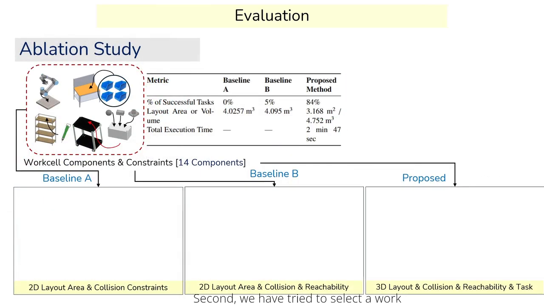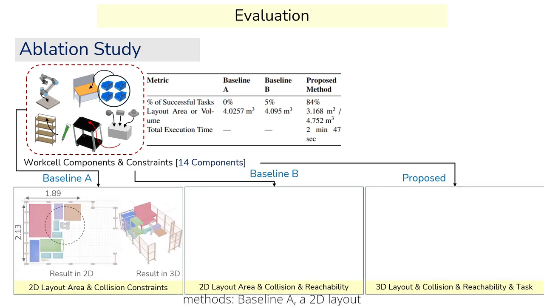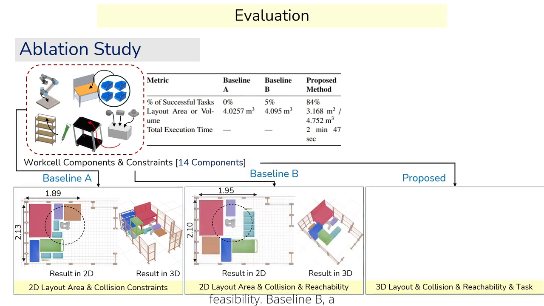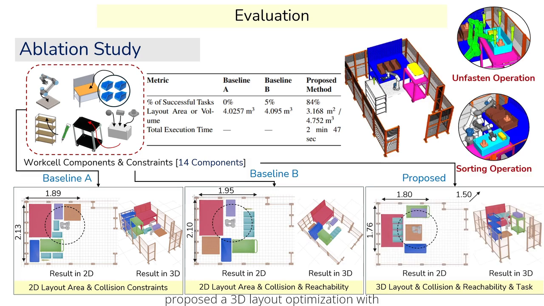Second, we have tried to select a work cell that has more than 2 manipulated objects and has a complex manipulation task like unscrewing a box lid and sort geometrically different objects. For this work cell, we evaluated 3 methods: Baseline A, a 2D layout optimization with only collision constraints, no overlap, without task feasibility. Baseline B, a 2D layout optimization with collision and robot reachability constraints. Proposed, a 3D layout optimization with full task motion grasp constraints, allowing intercomponent overlap.